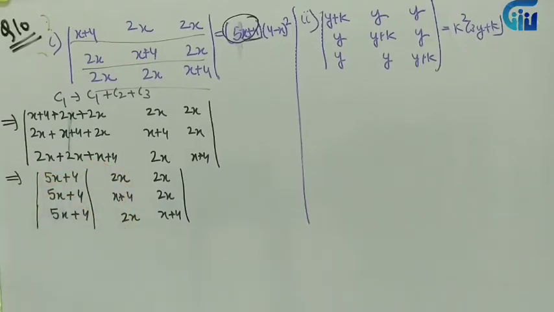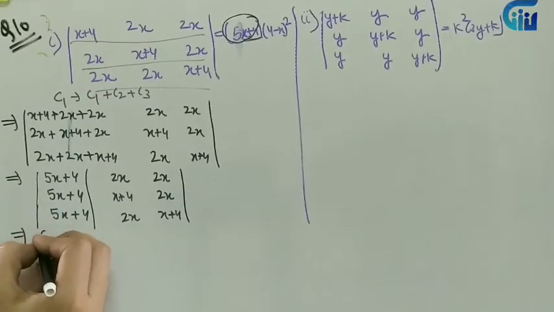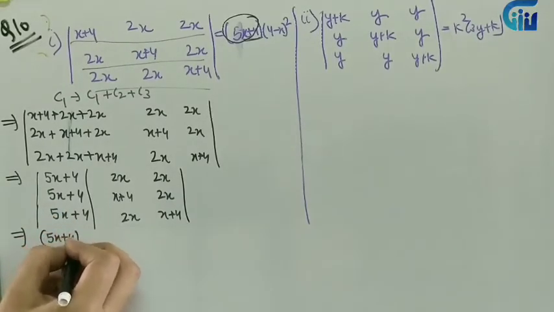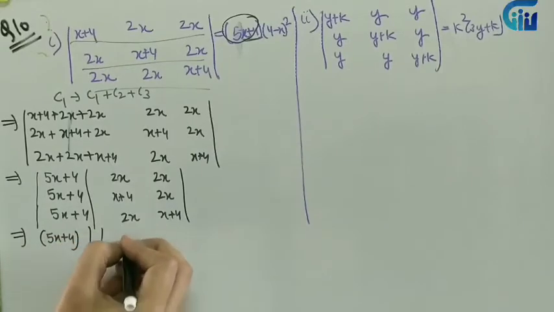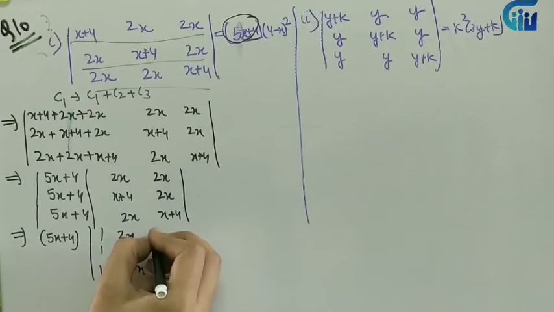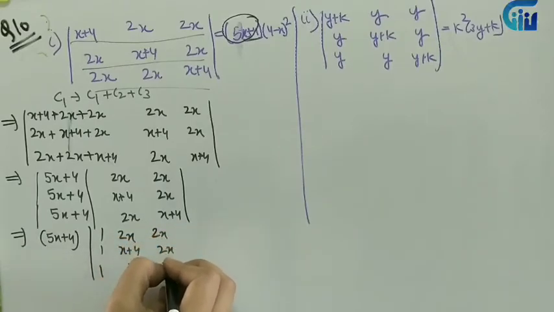If I am getting the same thing, I can take it common from this column. So if I take it common and write 5x plus 4, what will I get? I will get 1, 1, 1. This is 2x, this is x plus 4, this is 2x, this is 2x, this is 2x, x plus 4. So what am I getting? I am getting 3 ones.